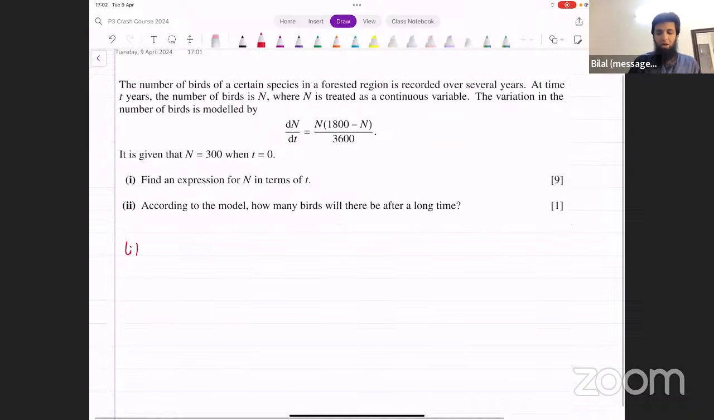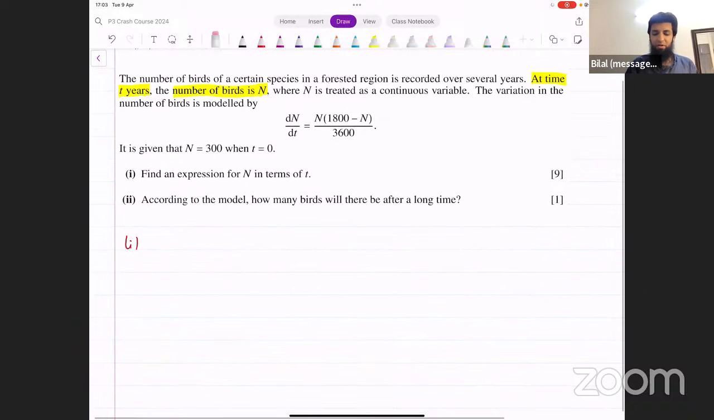Okay. All right. So it says the number of birds of a certain species in a forested region is recorded over several years. At time t years, so one variable is t years. The number of birds is n. So we have 2 variables. One is time and the other is number of birds. That's n. Where n is treated as a continuous variable. So n, number of birds, practically it has to be an integer, right? But for the purposes of modeling this as a differential equation, we treat that as a continuous variable. That means the value of n here could be in decimals as well.